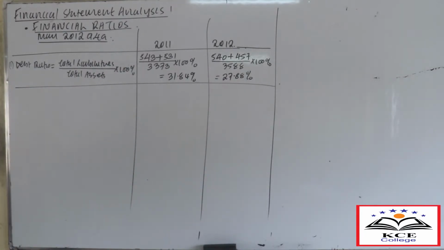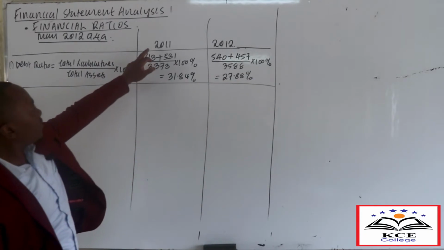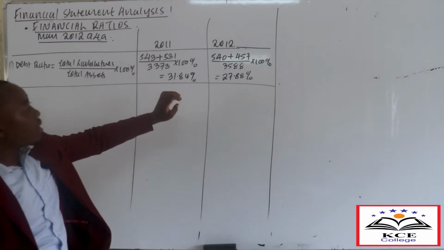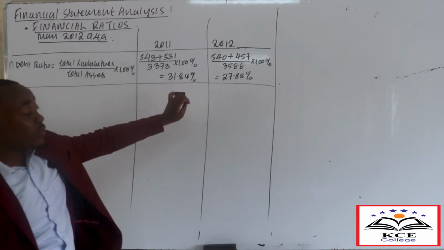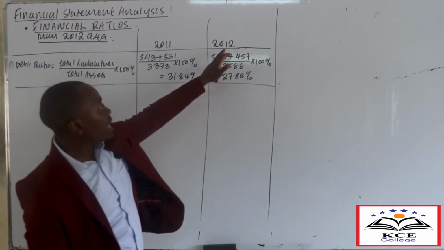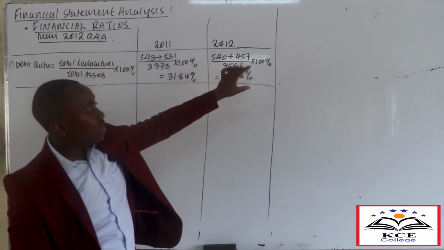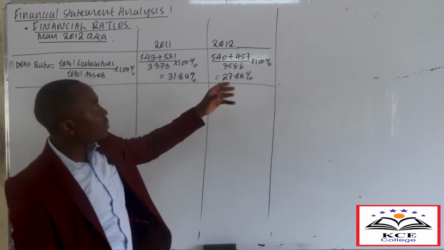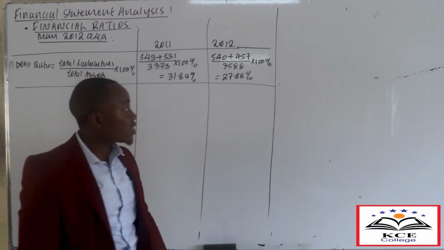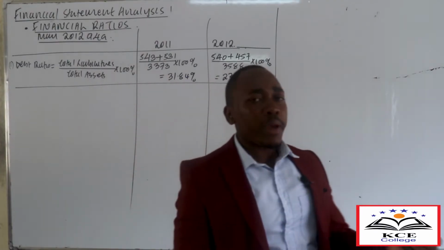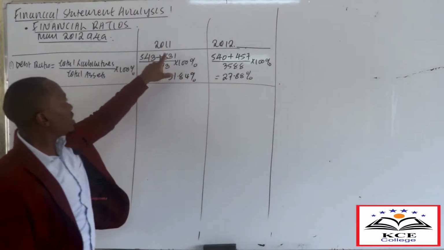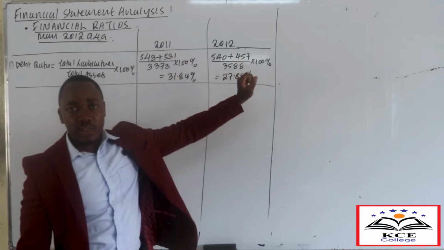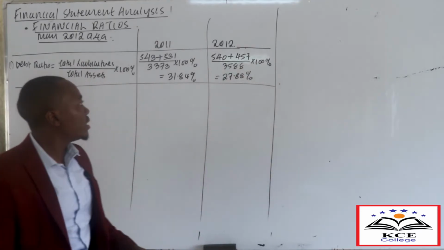Now, what does it mean? In case we are asked to interpret, that means in 2011, the total debt represented 31.84% of the total asset. In 2012, the total debt represented 27.88%. So, in short, there is that reduction. So, what can make that reduction? You can say that in 2012, maybe we paid some debt. For example, in this case, you can see at 2011, the long-term debt was 531. Here we have 457. So there is that repayment of the debt.